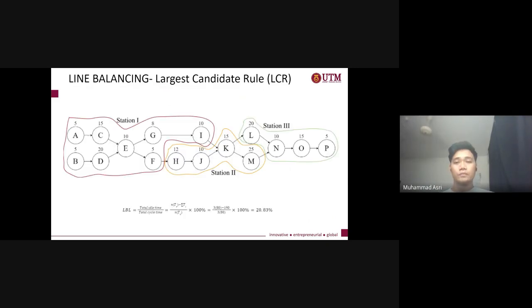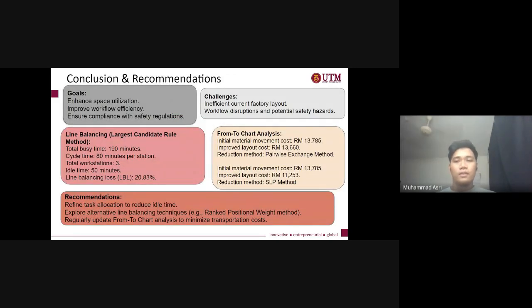Next slide. So this is our precedence diagram with the drawing of each station: station 1, 2, and 3. The value of line balancing loss is 20.83%. Next slide. And lastly, for the conclusion and recommendation, our goal is to enhance space utilization, to improve flow efficiency, and ensure compliance with safety regulations.